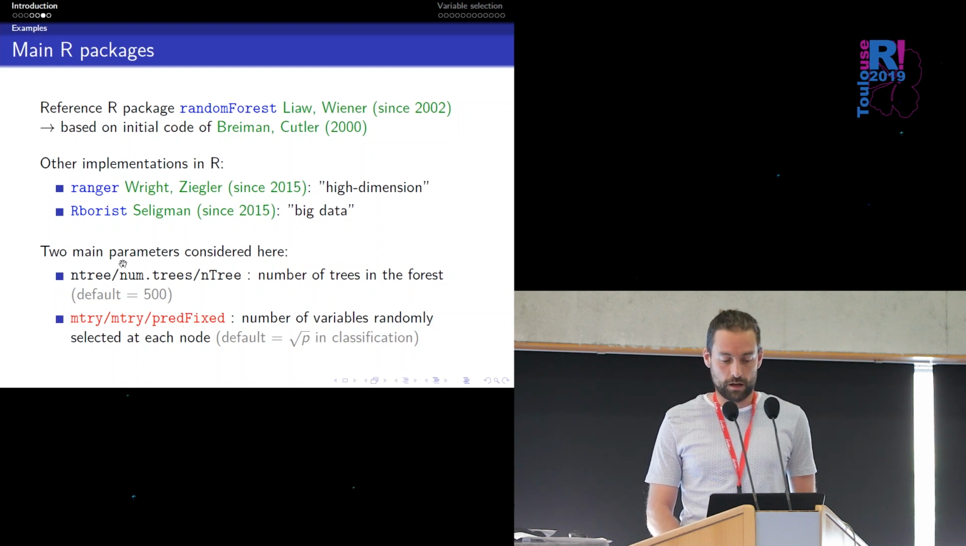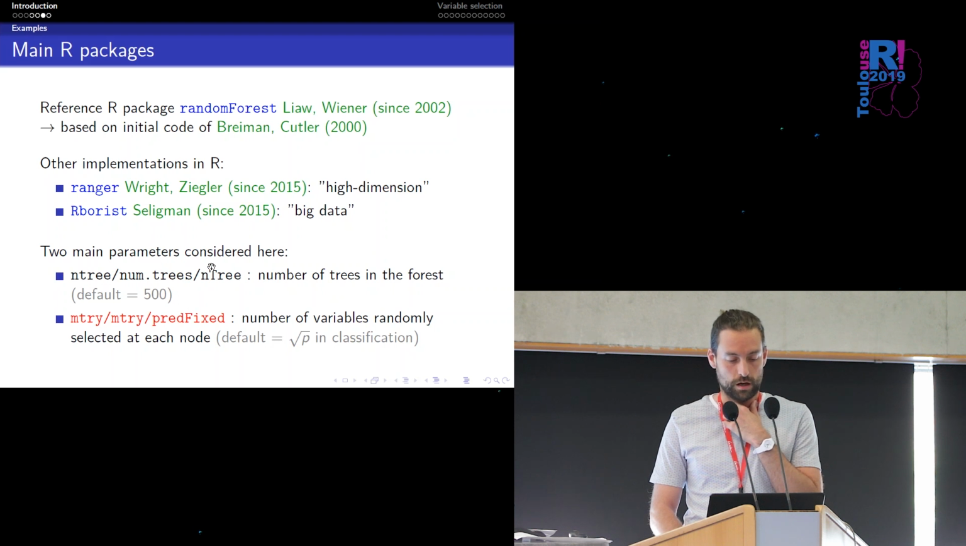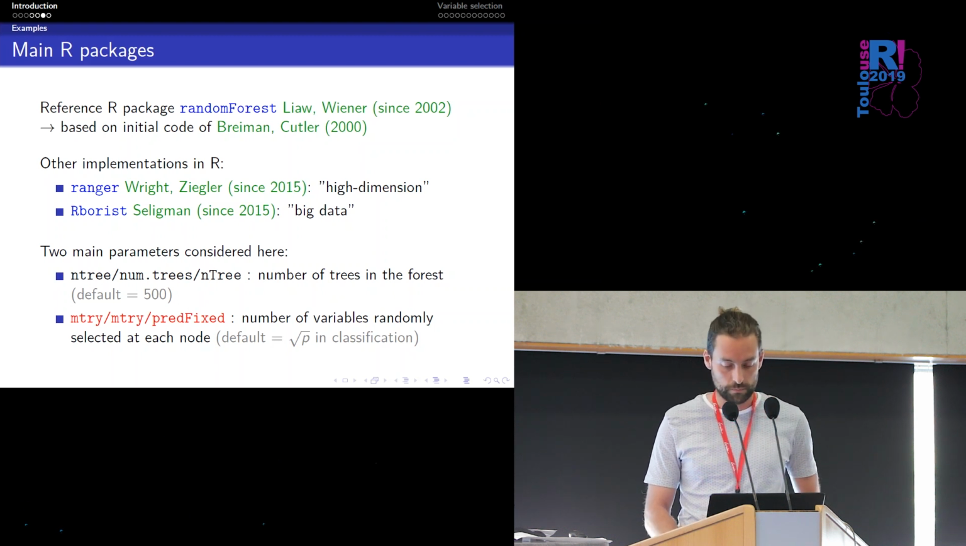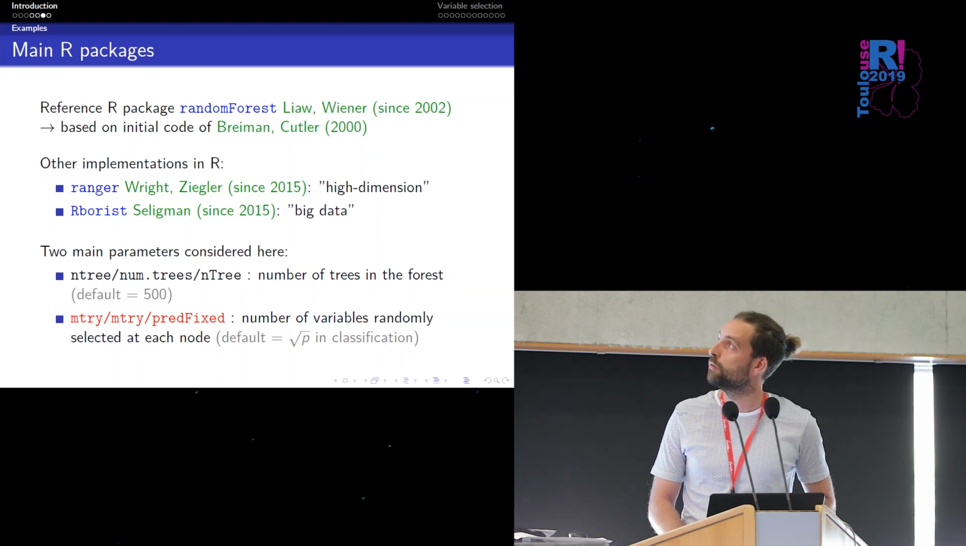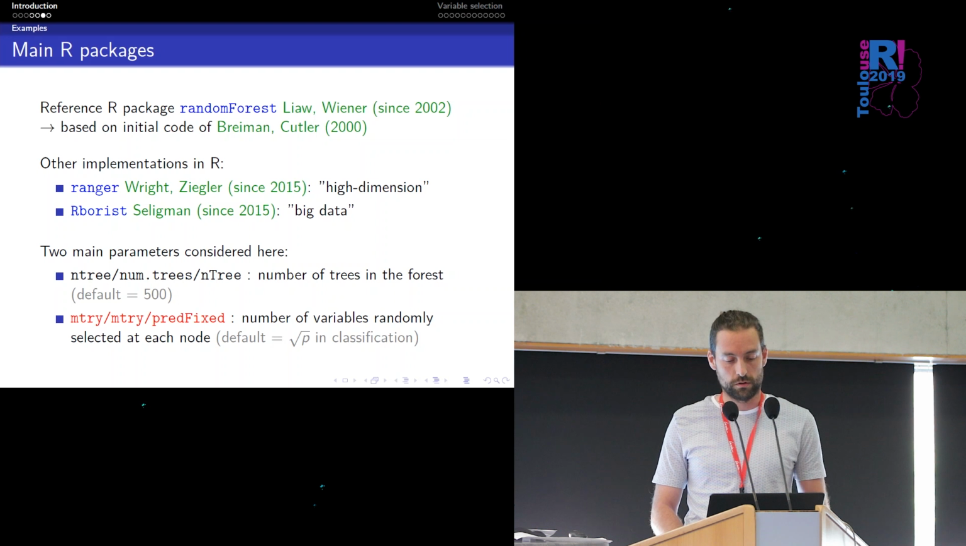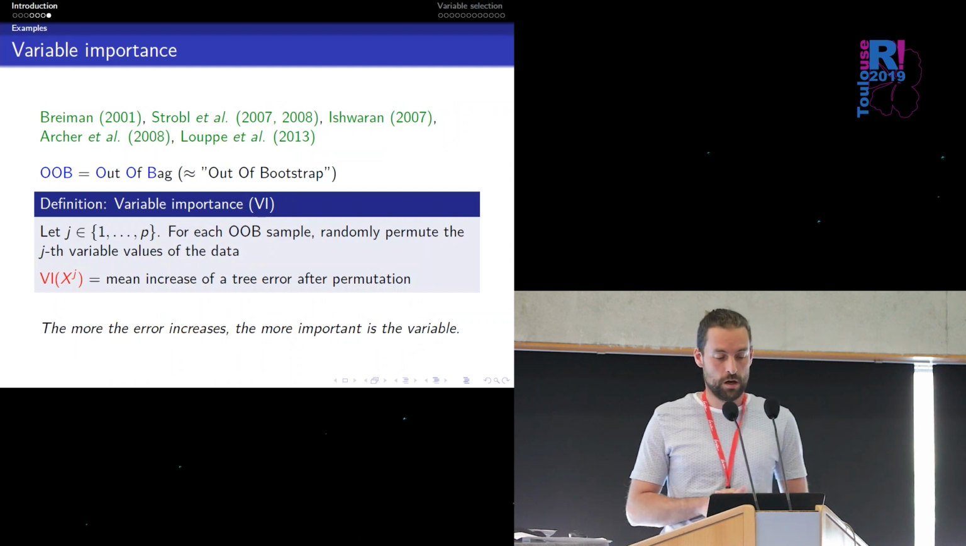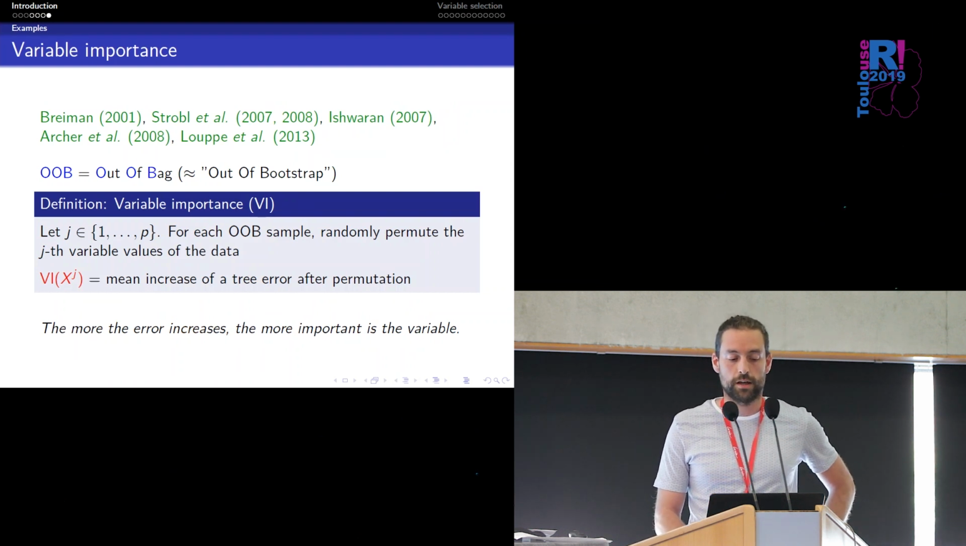observations. And so the two main parameters in this package, here you have the names of the parameters in randomForest, ranger, and Rborist. And they hopefully have the same default values. And so the idea is that we will see the benefits or not to include those new implementations in VSURF, which is a variable selection technique based on the variable importance.